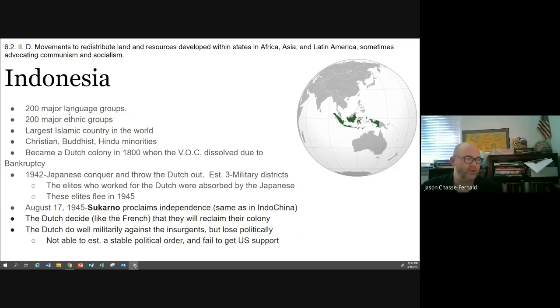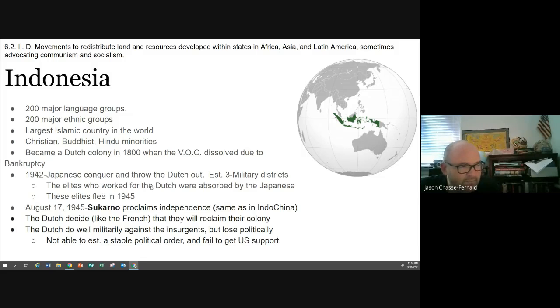So Indonesia, if you look at Indonesia, is an extremely diverse place. 200 major languages, ethnic groups, very large Christian, Buddhist, and Hindu minorities. It had been a Dutch colony since the 1800s. It was conquered by the Japanese in 1942. The Japanese threw the Dutch out, and then they established 3 military districts.